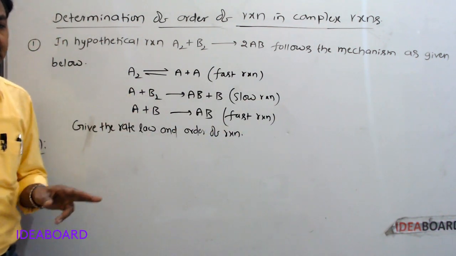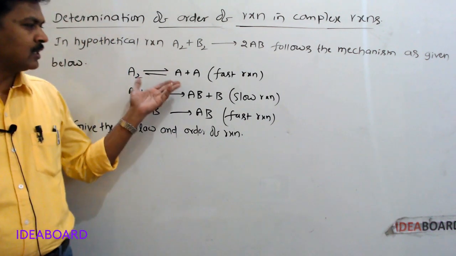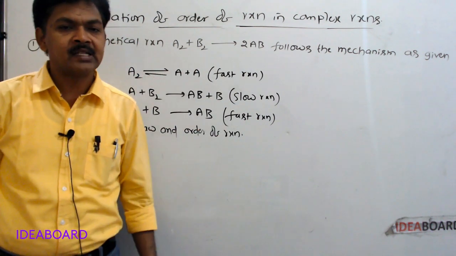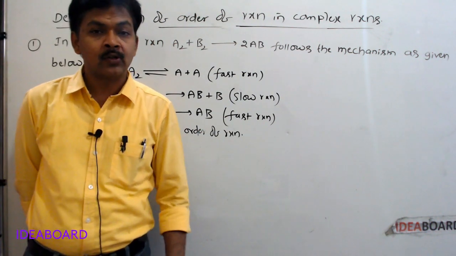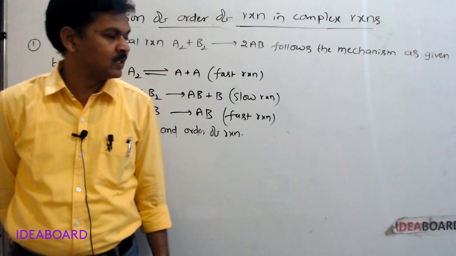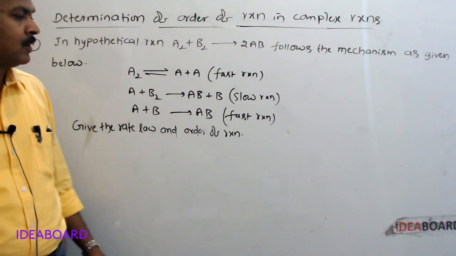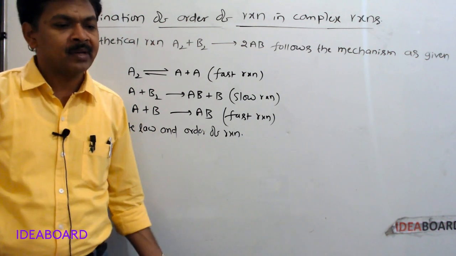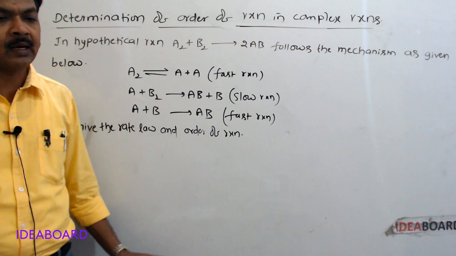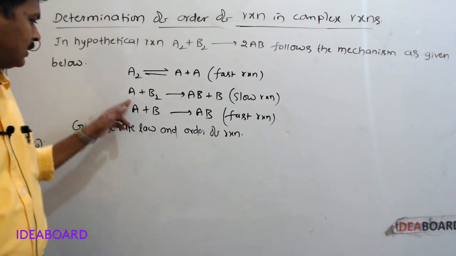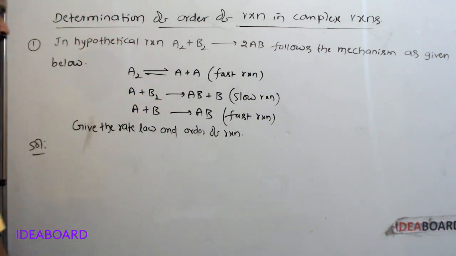But all the elementary reactions do not take place with the same rate. The elementary reaction which takes place with the slowest rate, with the least rate, is called the rate determining step, or rate limiting step, RDS, because the overall rate of reaction is controlled by that step. This is the rate determining step because this is the slow step, slow reaction.